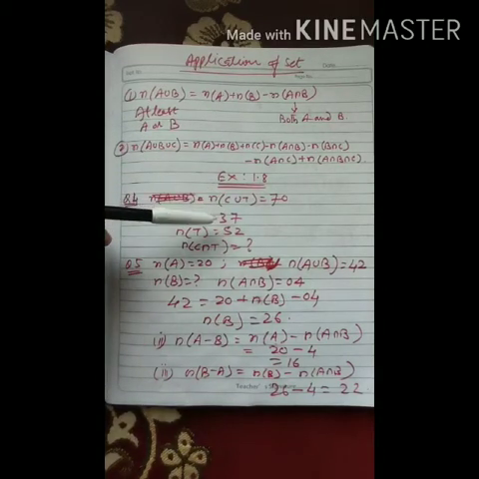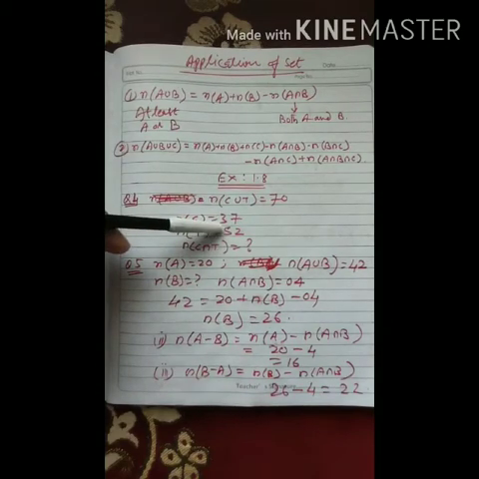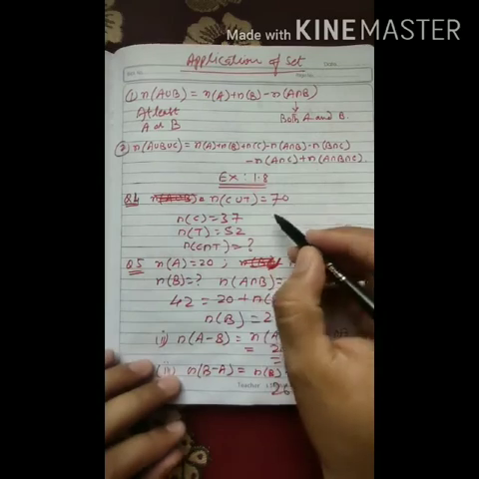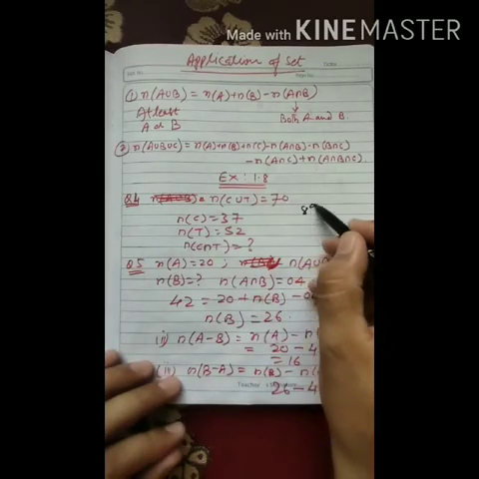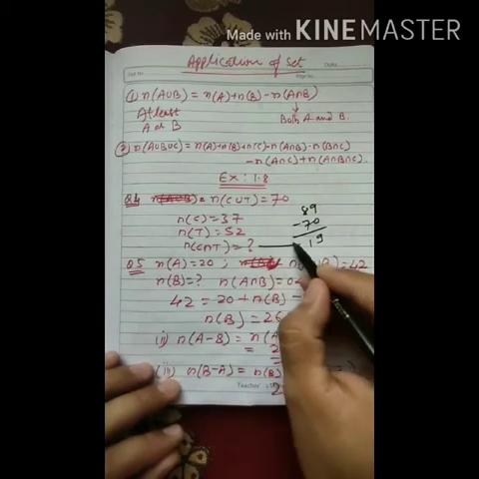So first of all add 37 and 52 and subtract 70, then you will get the answer. For example, how much will it be? 89 minus 70, that is 19, will be the intersection.